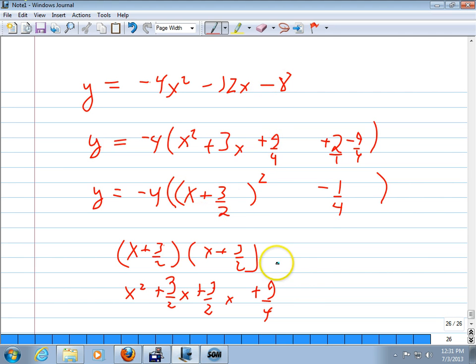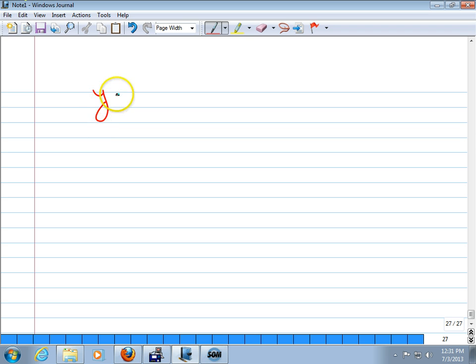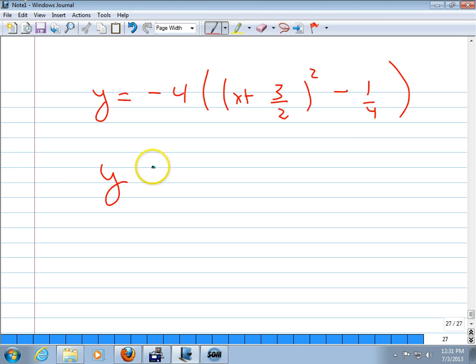So is it in the form that we want? Let's see. This is what we got: y equals negative 4 times the quantity x plus 3/2 squared minus 1/4, wasn't it? Is that what we wanted? I wanted y equals (x minus h) squared plus k. So am I in the right format? Not quite. All right, what if I distribute that negative 4 back in? Remember, we took it out? Let's put it back in.